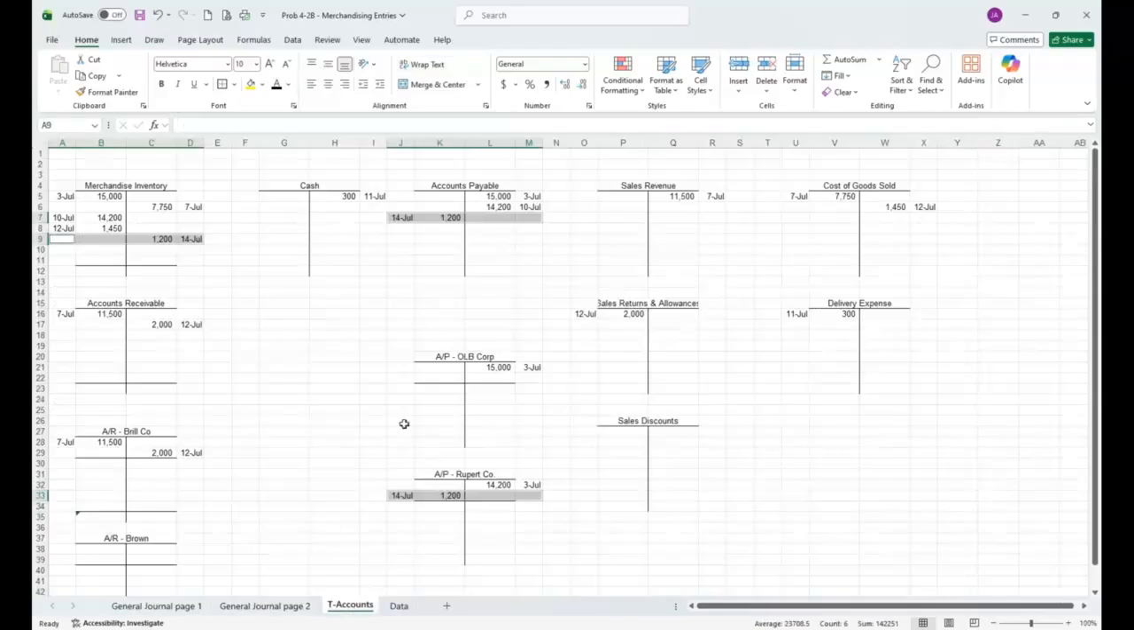So that will be a debit to their accounts payable and a credit to our merchandise inventory. Go to the T accounts. You can see the debit to accounts payable mirrored in the subsidiary ledger, and then the credit to merchandise inventory.